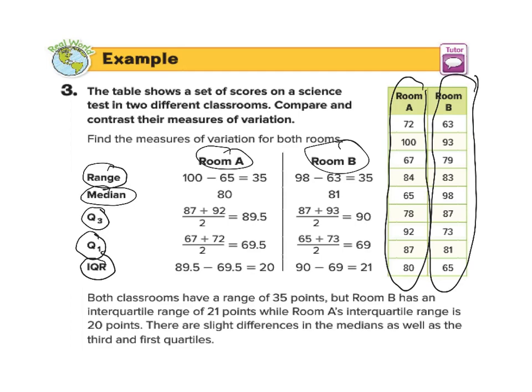They were able to say, oh, look, their range is the same. Their median is about the same too. Their upper middle numbers are about the same. Their lower middle numbers are almost identical. And the range between their upper and lower middle numbers is almost the same. So you could say these rooms are just so similar. Notice we were able to compare them. They're about the same amount spread apart because these are measures of variation.